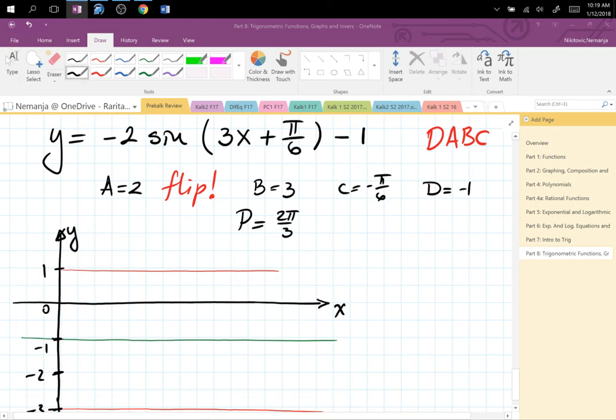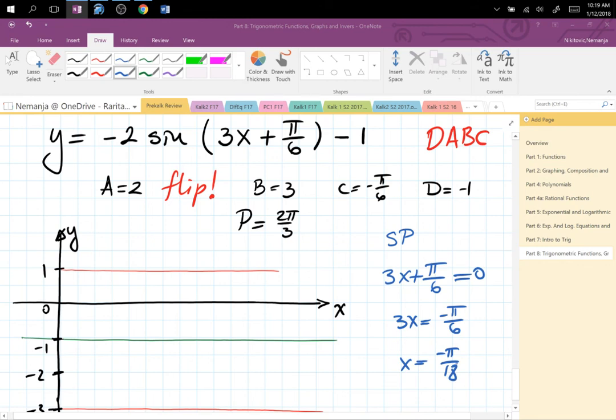Oh, that's 3x plus pi over 6, so it's going to shift left. I might need more time, more space. Well, we'll see. So to get my start point, I set the whole parenthesis equal to 0, and I get 3x is equal to negative pi over 6, and then I multiply both sides by 1/3 to cancel the 3, so I get negative pi over 18.